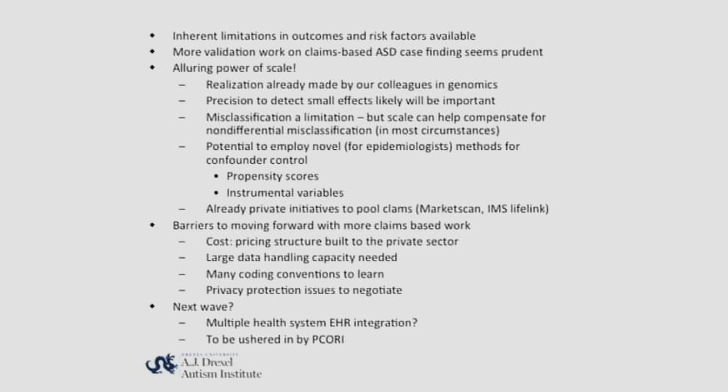I think there's a lot of alluring power to the scale that we can do things in claims data, though. Scale is very important in autism. I think our colleagues in genomics have realized that you have to go big or go home. And claims may be one way that we can go large in the context of some work on health outcomes and risk factors. It'll give us precision to detect effects that are probably pretty small, but important.